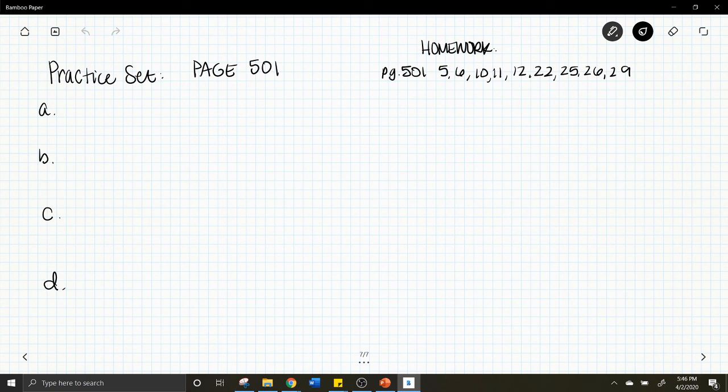So for letter A, the missing value is 8. The missing value is 8. So if you're trying to find what the function was in that table, it looks like we were subtracting 2. So you take x, subtract 2, you get y. All right, in letter B, what's the function? What's our missing number? Our missing number is 10.